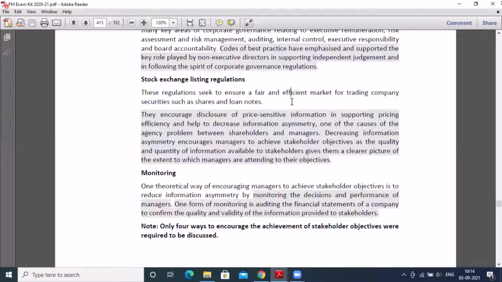And the next one is monitoring. One theoretical way of encouraging the managers to achieve stakeholder objectives is to reduce the information asymmetry by monitoring the decisions and the performance of managers. One form of monitoring is auditing. I hope you might be aware. Generally, in order to minimize these particular issues, if your books are audited by an independent practitioner, then definitely this can be achieved.